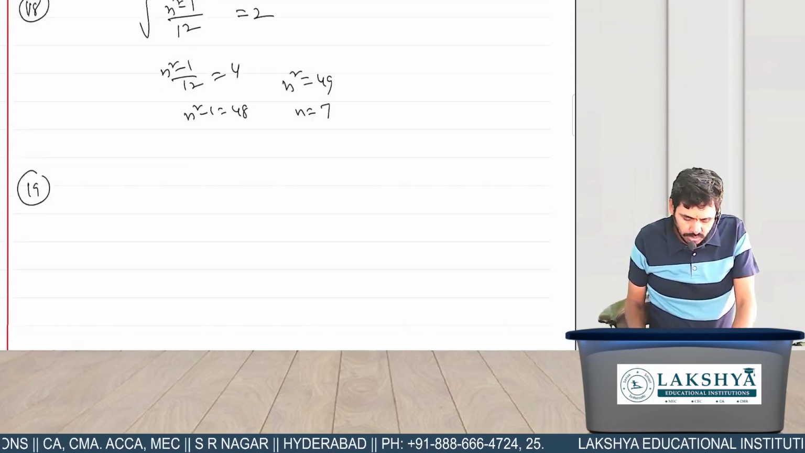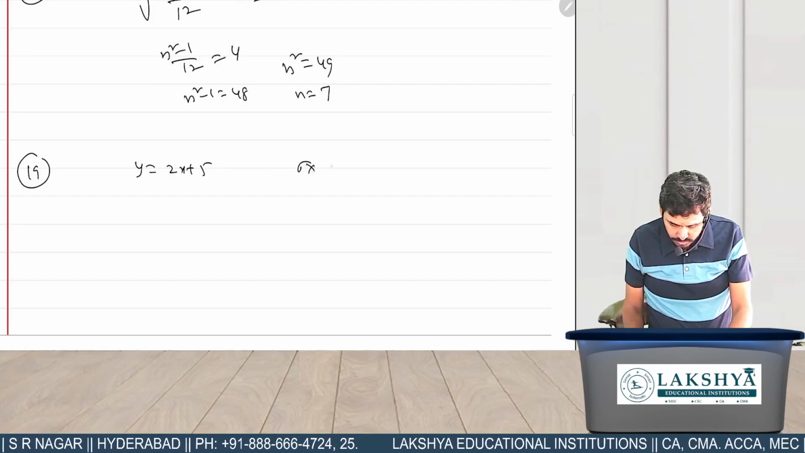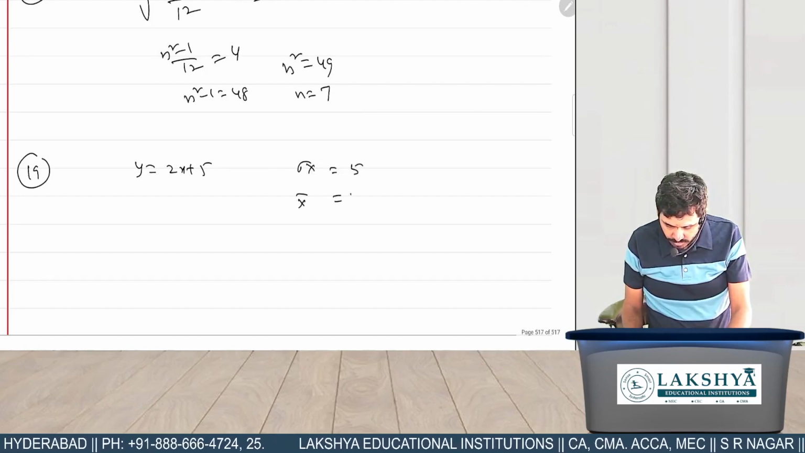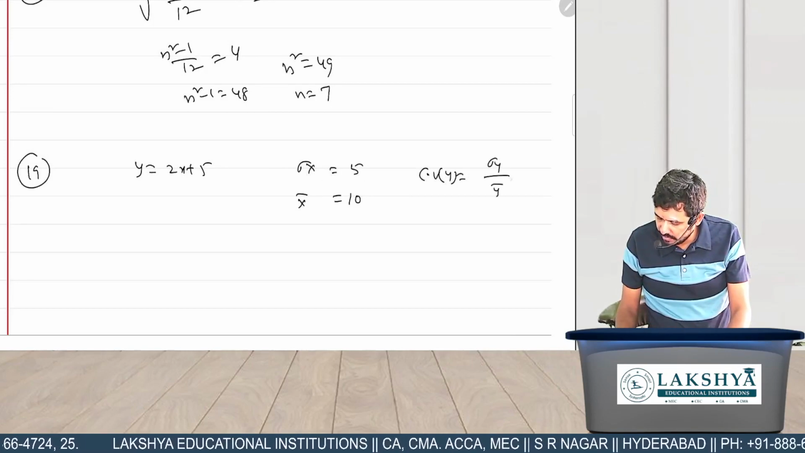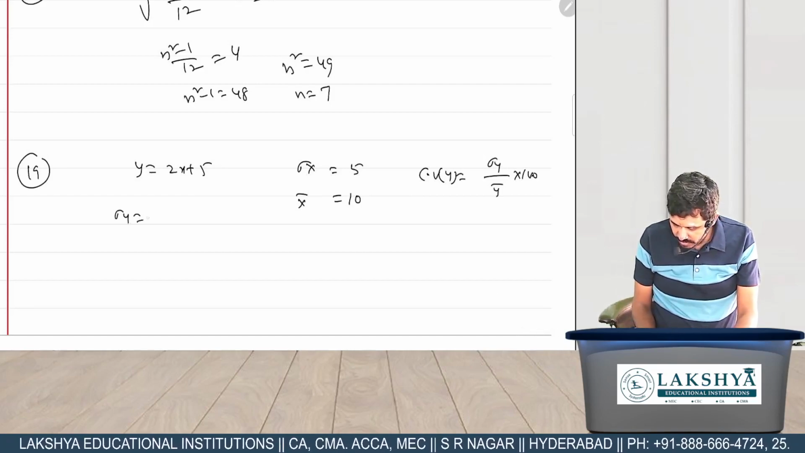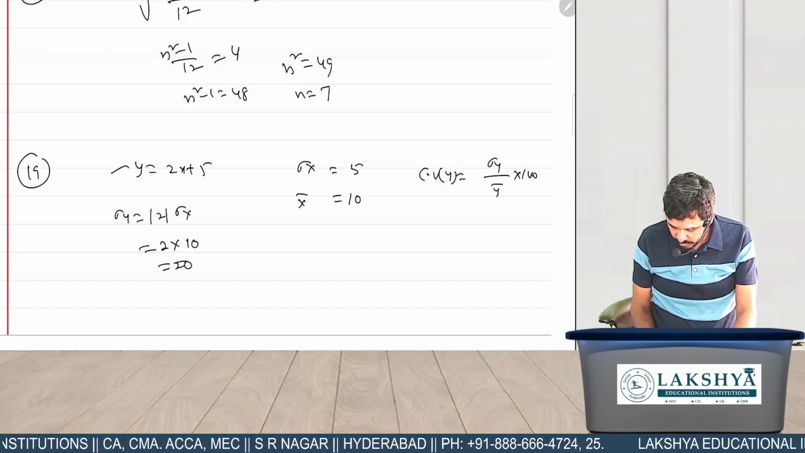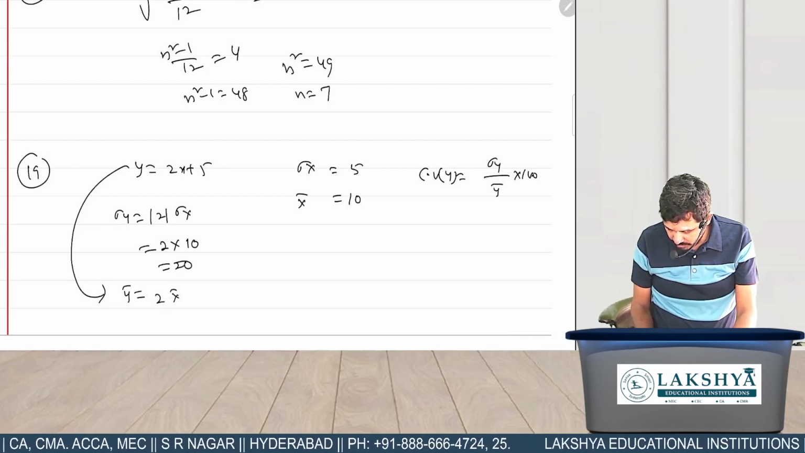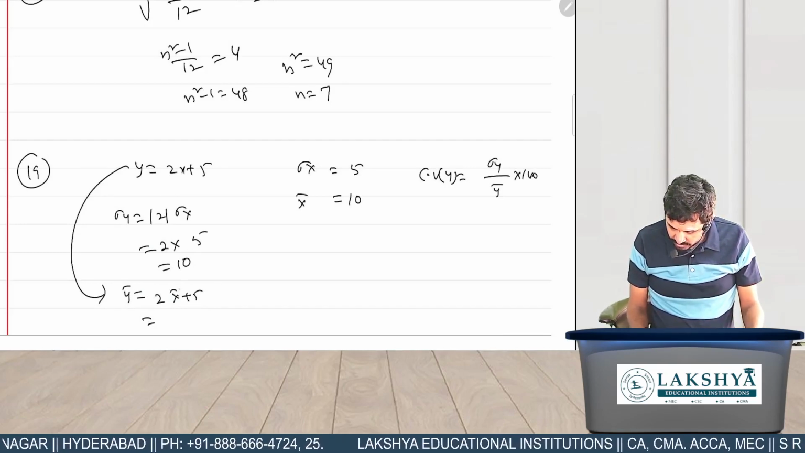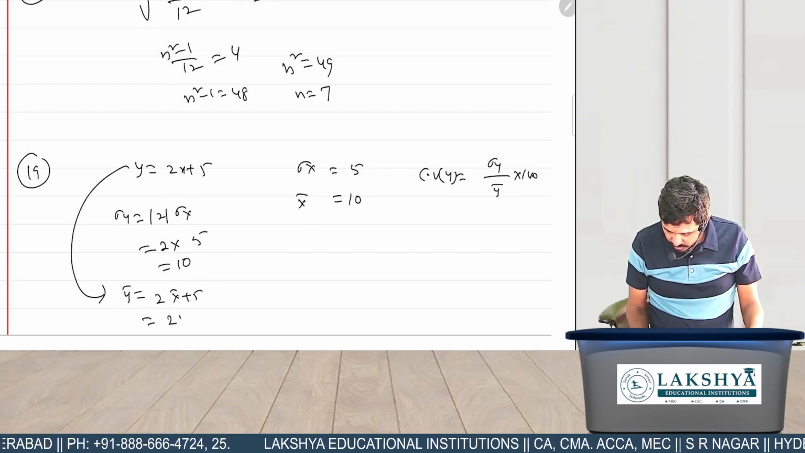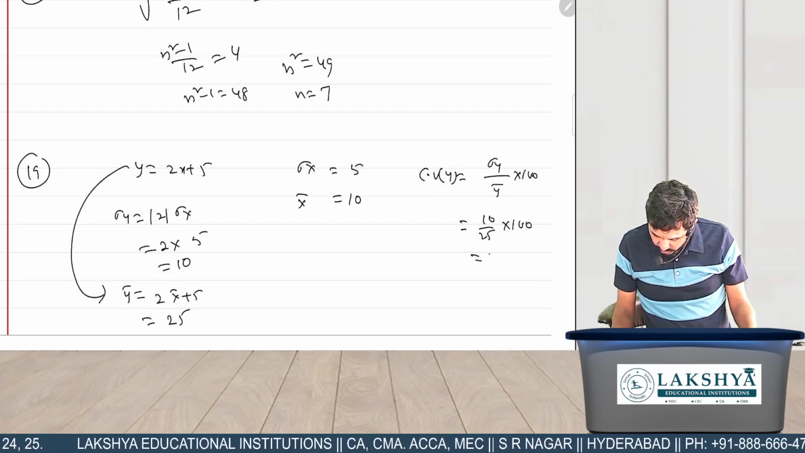Next 19. X and y are related by y is equal to 2x plus 5. Standard deviation of x and arithmetic mean of x are known to be 5 and 10. What is CV of y? CV of y is standard deviation of y by y bar into 100. Standard deviation of y is equal to modulus of 2 into standard deviation of x. 2 into standard deviation of x, which is 10, which is equal to 20. Similarly, y bar arithmetic mean is equal to 2 into x bar plus 5. Here standard deviation is 5, and the mean is 10, so y bar is 25. Substituting, 10 by 25 into 100, which is equal to 40.